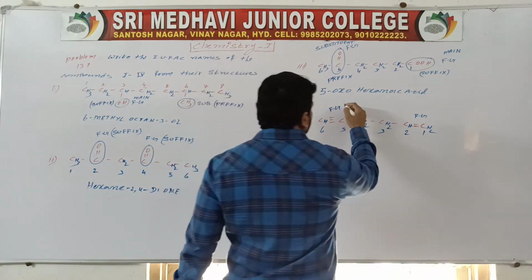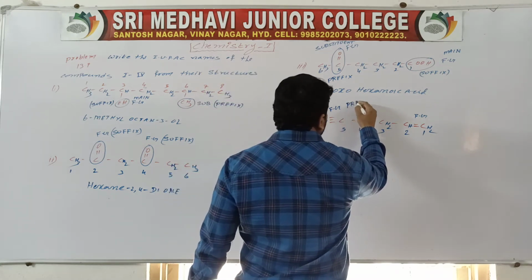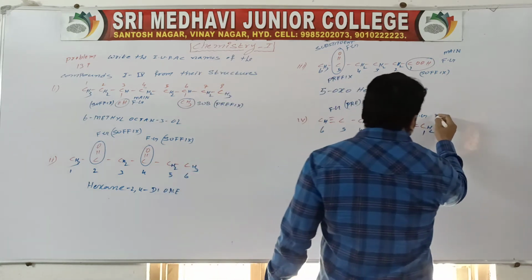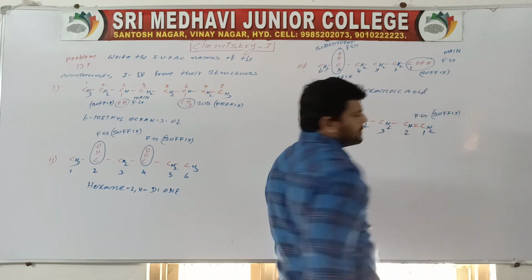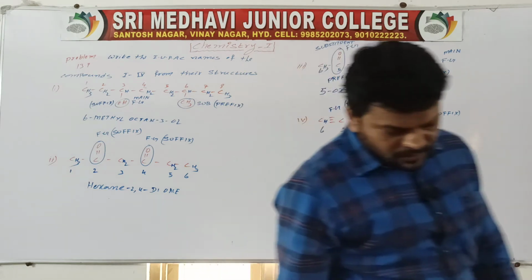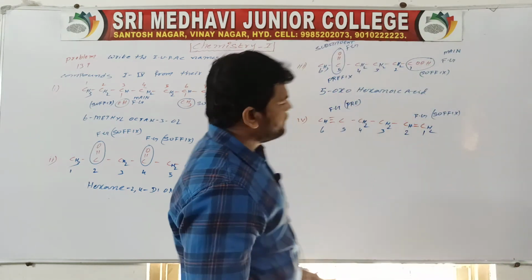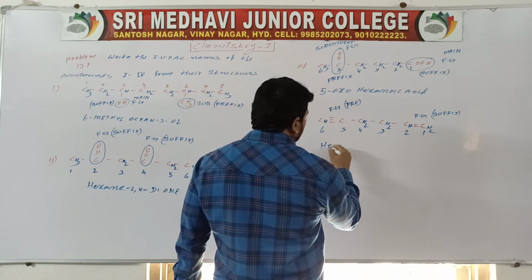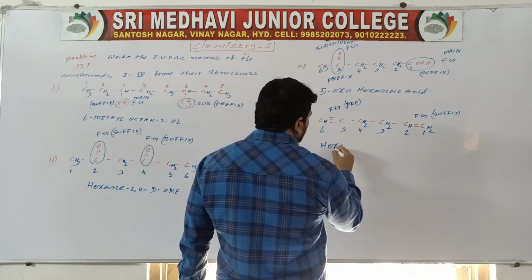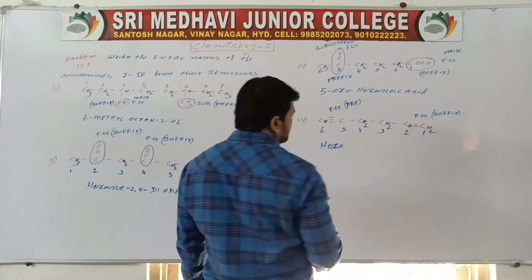So this is a prefix. This is a prefix, this is a suffix. Okay, then what do we have to write? How many carbons are in the chain? 6. 6 means hexa. The root word is hexa.